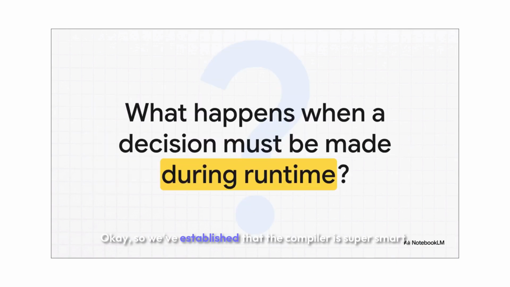Okay, so we've established that the compiler is super smart, and it makes all these decisions before the program even launches. But that leads to a really interesting question. What if a decision can't be made ahead of time? What happens when the choice of which method to run depends on something that happens while the program is running? Well, my friends, that opens up a whole new world. And that's a topic for another day, called method overriding.